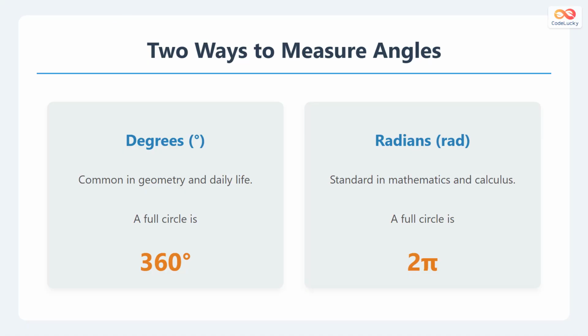First, let's understand what we are working with. Degrees are the units you are likely most familiar with. A full circle has 360 degrees. Radians are the standard unit in higher mathematics like calculus. In radians, that same full circle is equal to 2 pi.